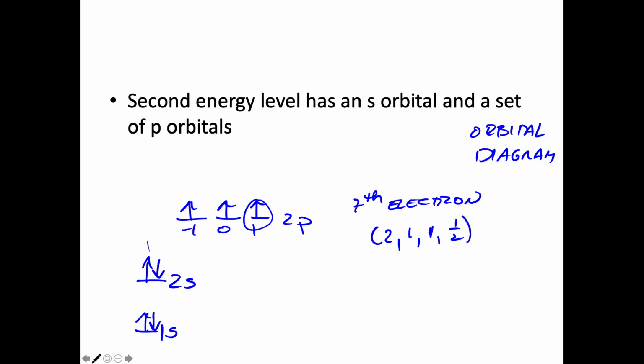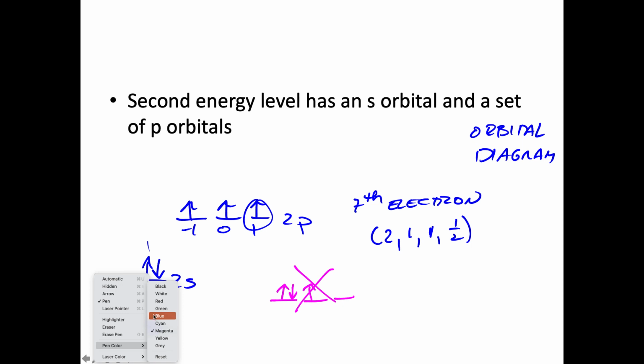Now I'm going to change the pen color. If I go 0, if I do this 1, 2, 3, this is not correct, because you got to have them split up. You got to move them. They have to fill in sideways and fill up each of these first before pairing. And so that's why I want to point that out to you guys. So every 7th electron, no matter which element you are, if they have 7 electrons or more, this 7th electron is going to be 2, 1, 1, 1/2, no matter what.